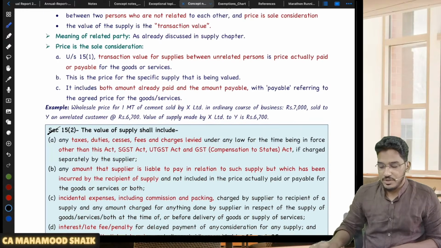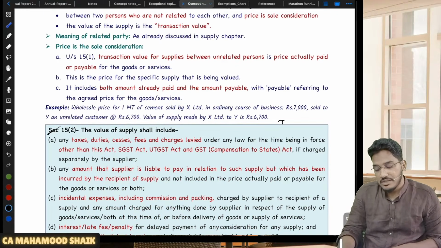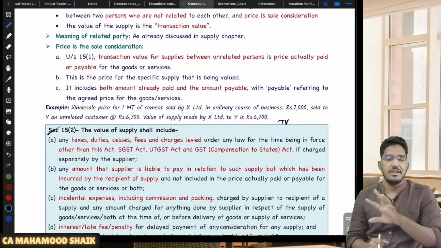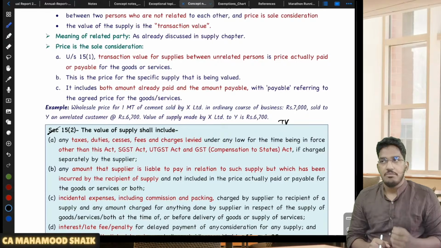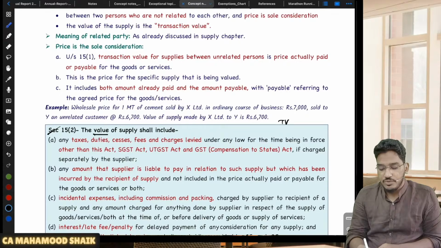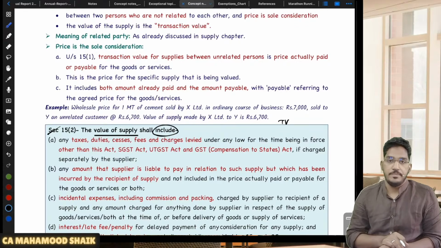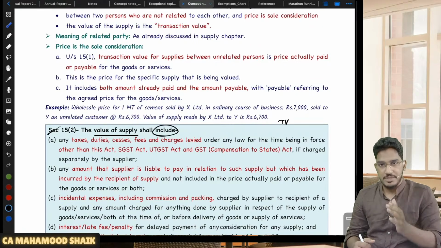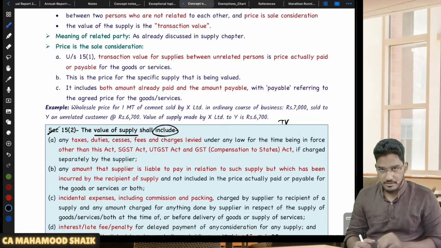Now 15 subsection 2 says that, okay, you will start with the transaction value. You will consider that transaction value as a value of supply. But we will not accept that for valuation purposes. To that transaction value, you are required to make some additions. You are required to include. So to that transaction value, you are required to make some additions under 15 subsection 2 to arrive at the ultimate value of the supply.